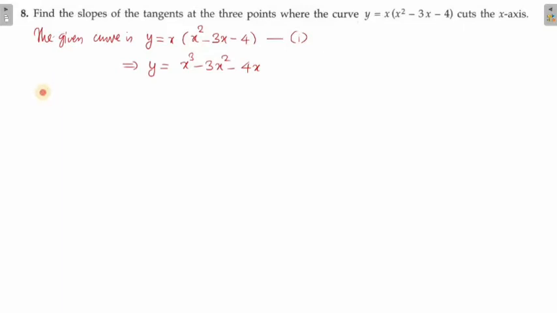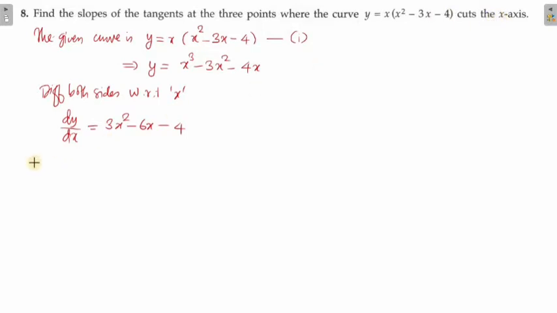Okay, so differentiating both sides with respect to x. So let's see how much we get. So you get dy by dx equals 3x square minus 6x minus 4. So this is the derivative. You have to keep this aside for now because we need to find the different points at which the curve cuts the x-axis.